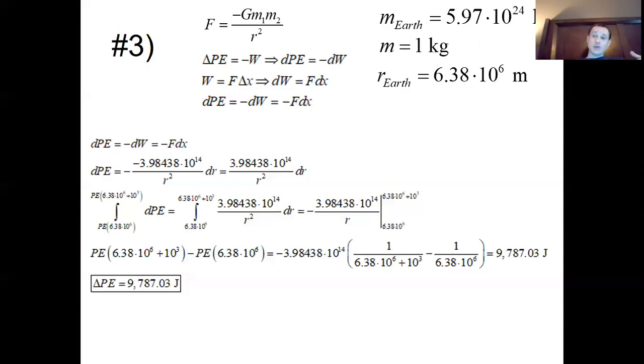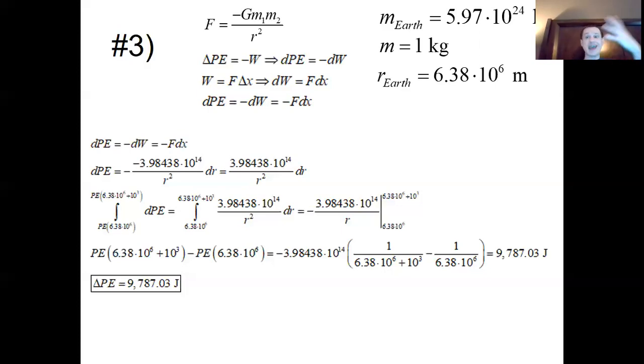So on the left side, when you integrate the potential energy, what should its limits be? Well, it's got to correspond to what's going on the other side. So it's the potential energy at the surface, when r is 6.38 times 10 to the sixth, up to your potential energy at the ending point, which is 6.38 times 10 to the sixth plus 1,000, plus 10 to the third. The left side is easy to integrate. The integral of dPE is just PE. So plug in your limits. PE at the top is the PE when r is 6.38 times 10 to the sixth plus 10 to the third. That is not PE times that, that's PE as a function of that.